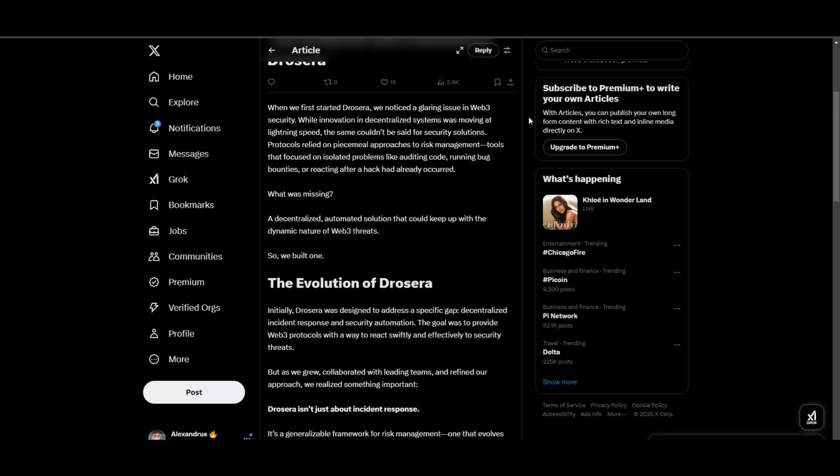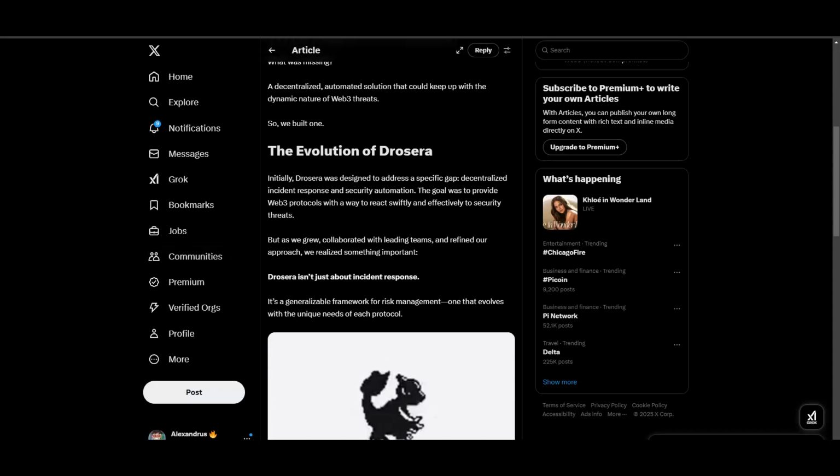So obviously bug bounties are cool because people that are tech savvy and crypto savvy can make some money, but those bug bounties often had a lot of bugs to be found, right? And this could have been prevented, and it would also be definitely more budget friendly for the projects, right? So what was missing? A decentralized automated solution that could keep up with the dynamic nature of Web3 threats. So they built one. That's what I love to see.